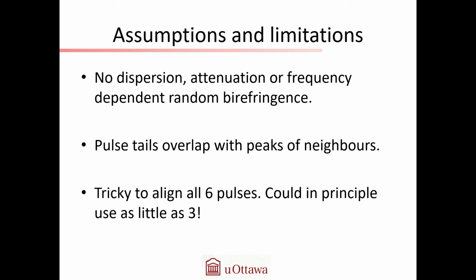The model assumes zero dispersion, no attenuation, or birefringence. Imperfect electro-optic pulses used to generate the reference light meant that pulse tails would overlap with neighboring peaks, making it difficult to perfectly align the polarizations. In principle, one could use as little as 3 pulses, though this would make the recovery of the SOP more mathematically complicated.